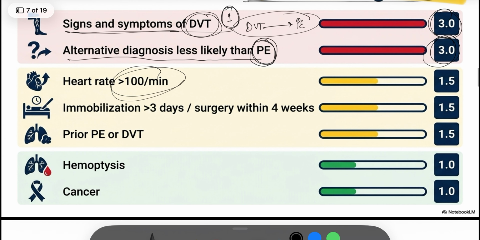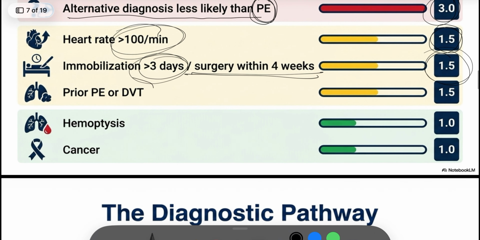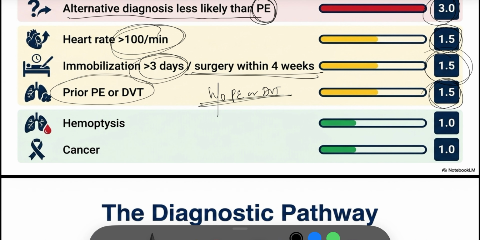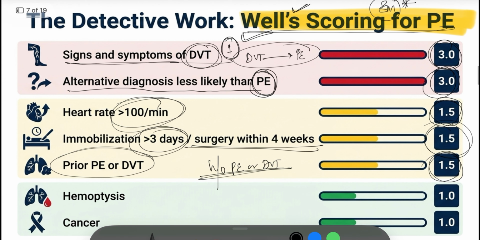Then heart rate more than 100, we give 1.5. Immobilization for more than 3 days or surgery within 4 weeks, 1.5. Prior pulmonary embolism, or we can say history of DVT, not a current condition. If there is a history, you have to give 1.5. If there are currently signs and symptoms of DVT, you need to give 3. No need to get confused.